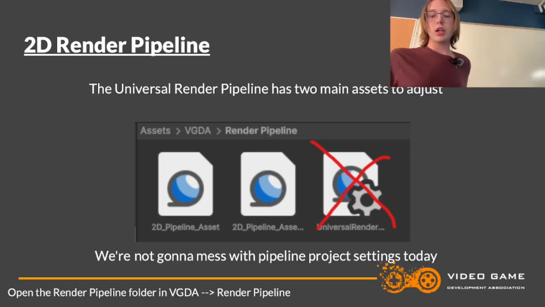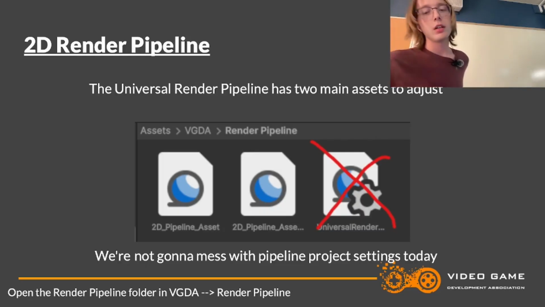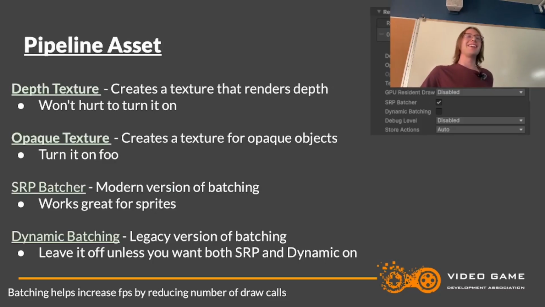So in the folder, we're going to look at the pipeline asset and the pipeline asset renderer. We're not going to look at project settings today. That is so big. It's so complicated. First things first, depth texture and opaque texture. Turn that on. It doesn't hurt to have it on, and a lot of the times you might run into some issues with depth or whatever, and you realize, oh, I didn't have this on, and it's just nice to have it on. SRP batcher and dynamic batching. So this is the method for which the game is going to optimize how it draws your sprites.